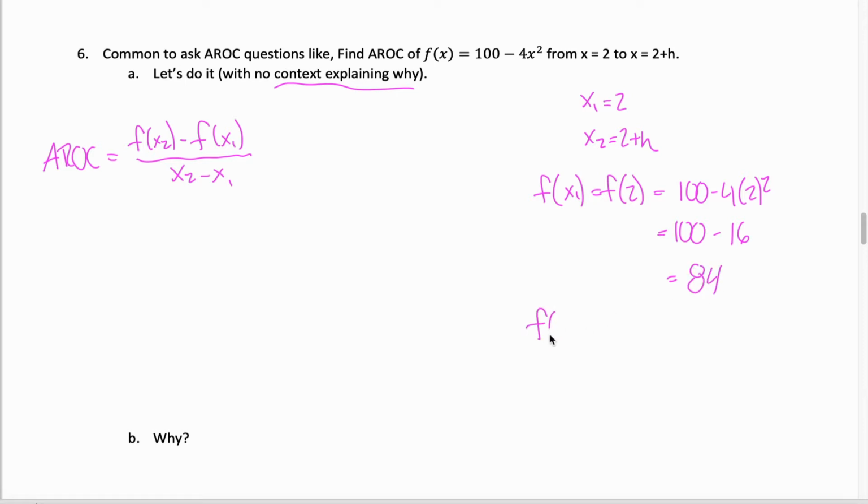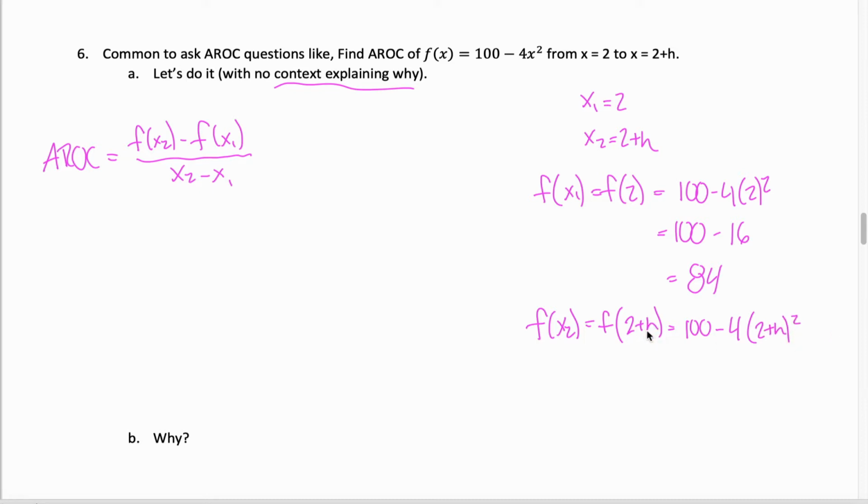Right, but what about f of x2? That's going to be way harder. Well, kind of, but not really. All we're going to do is put x2 into this machine. x2 is an expression, 2 plus h, but we've already learned how to put expressions into machines. All you do is copy the blueprint and change all of the input, the letter x, into whatever the expression is, 2 plus h in this case. So I would have 100 minus 4 times 2 plus h squared.